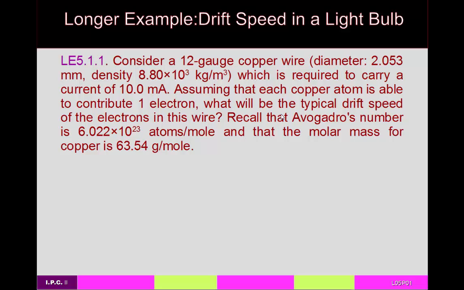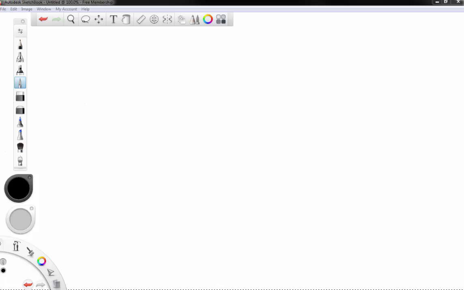And the hints that we need to answer this are that Avogadro's number tells us how many atoms per mole there are, and the molar mass tells us how many grams per mole. Alright, so to answer this, basically we can use that the drift speed is related to the current using I equals Q n V drift A. So where do we get each of those terms from?